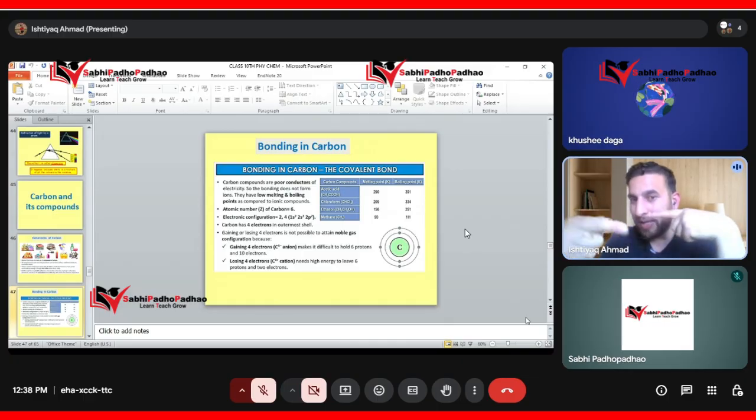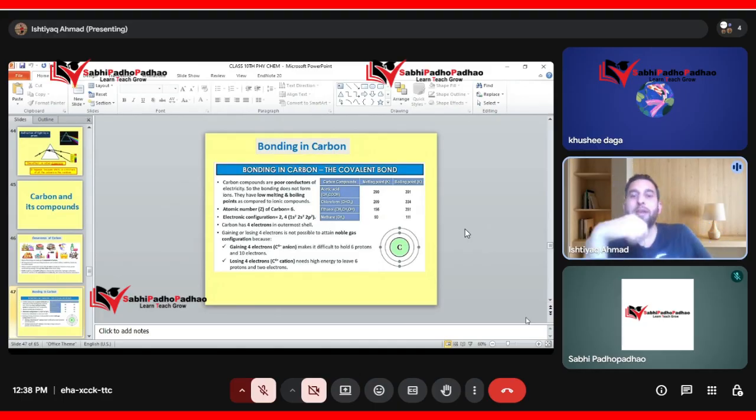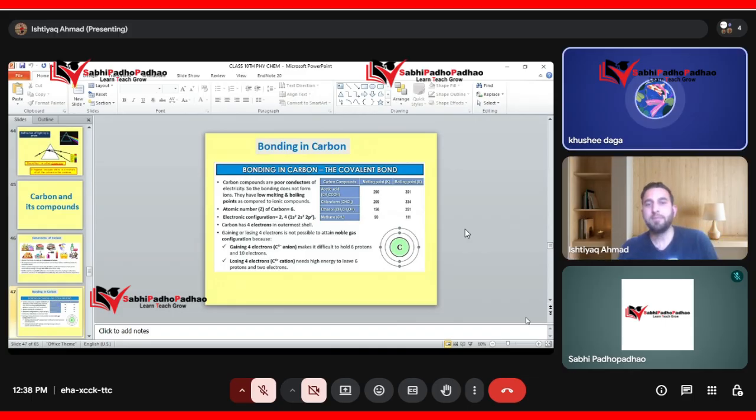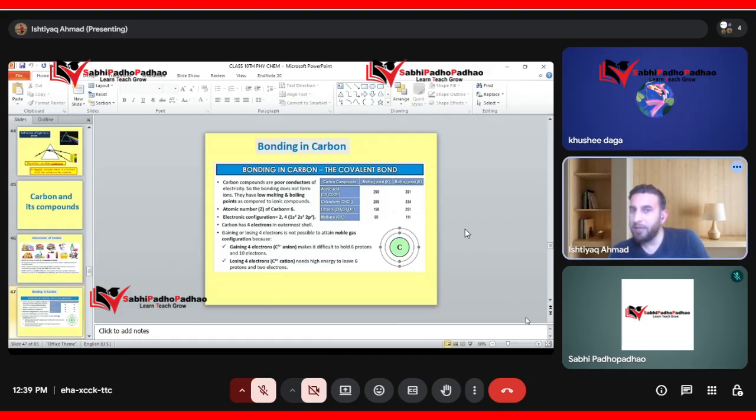Since carbon has the atomic number of 6, and out of the 6 electrons, already 2 electrons are present in the first shell. So how many remain after that? 6 are present, so there will be 4.